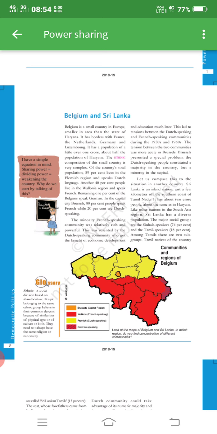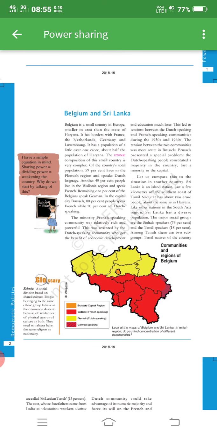When we talk about ethnic composition, the population sharing of this country is very complex. Why complex? We will study that in the next phase of the chapter. 59% of the population lives in the Flemish region, and they speak the Dutch language. Another 40% live in the Wallonia region, and they speak French. So we have two different regions, and the people living there speak different languages. About the remaining 1% speak German. So we have three languages: German, French, and Dutch.